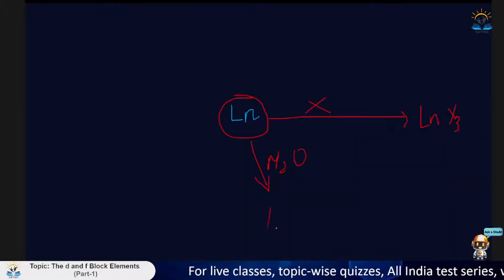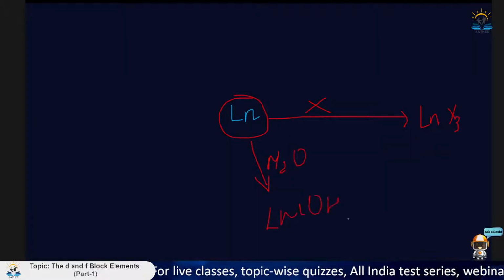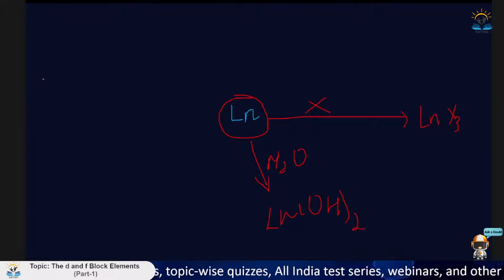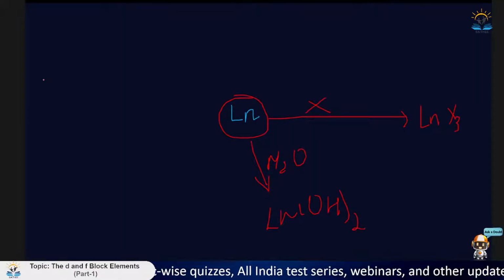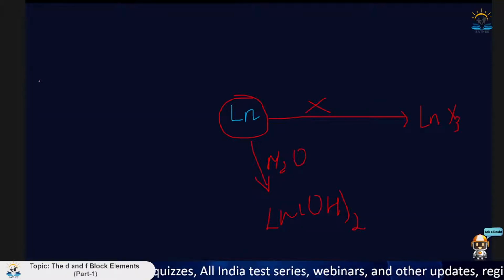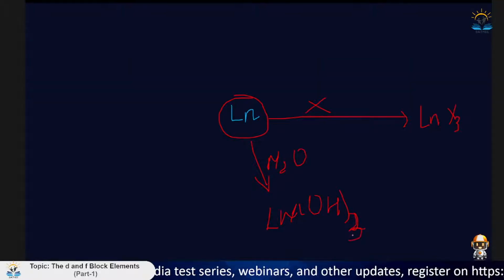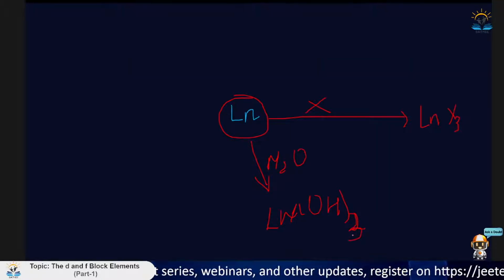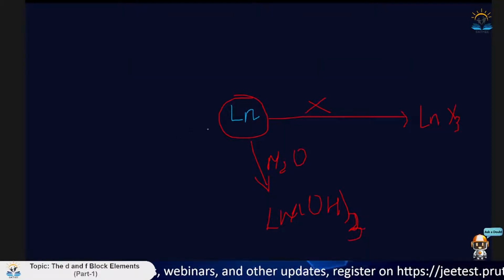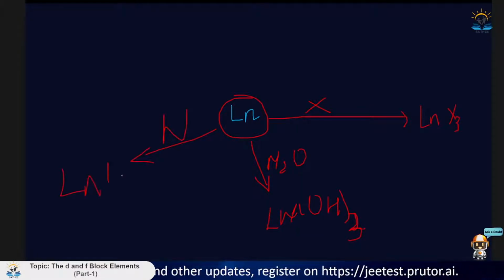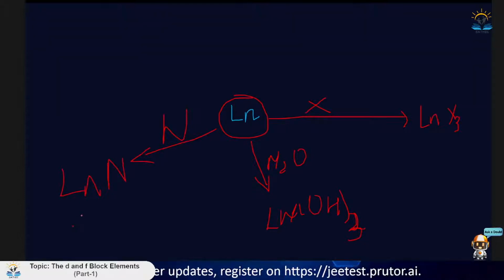If we react it with water, what will this form? It will actually form Ln(OH)3, lanthanoids. Okay, all our Lns are lanthanoids. I just showed it with La, that is lanthanum ka example. But overall, this is the whole thing. This will give Ln(OH)3. What does aluminium give? Al(OH)3. Okay, if we heat it with nitrogen, what will we get? LnN. We'll get AlN, right?